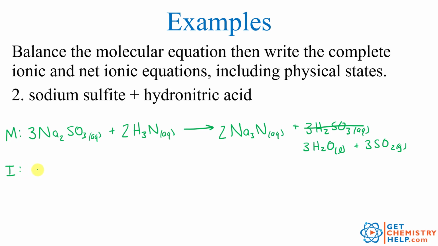Well, again, we're going to dissociate any soluble ionic compounds. So I look here and I have 3 sodium sulfites. It's soluble, it's made of ions. So what ions would that form? Well, 3 sodium sulfites. How many sodiums am I going to form? Well, it's not just 3, because each sodium sulfite has 2. So 2 times 3 is going to be 6 sodium ions. And how many sulfites? Well, I've got 3 sulfites. So 3 sulfite ions.